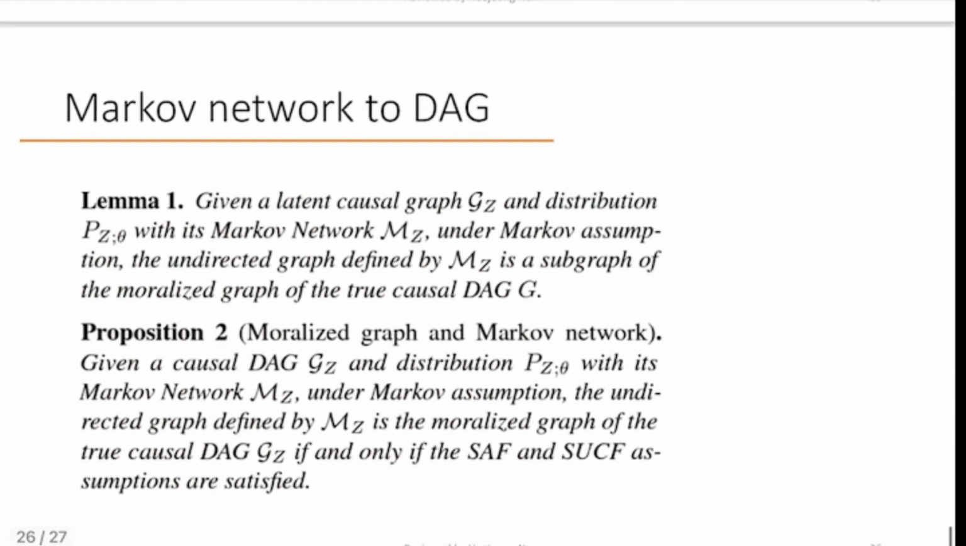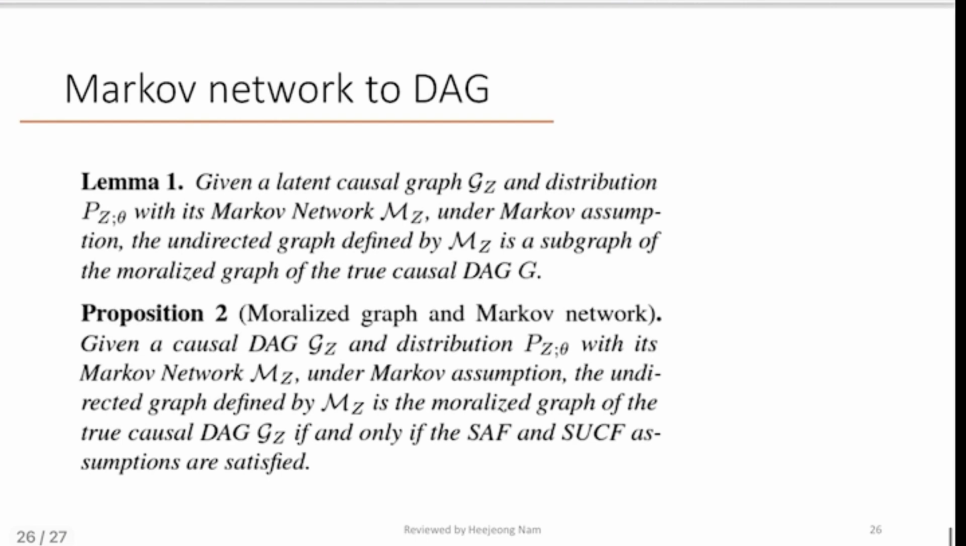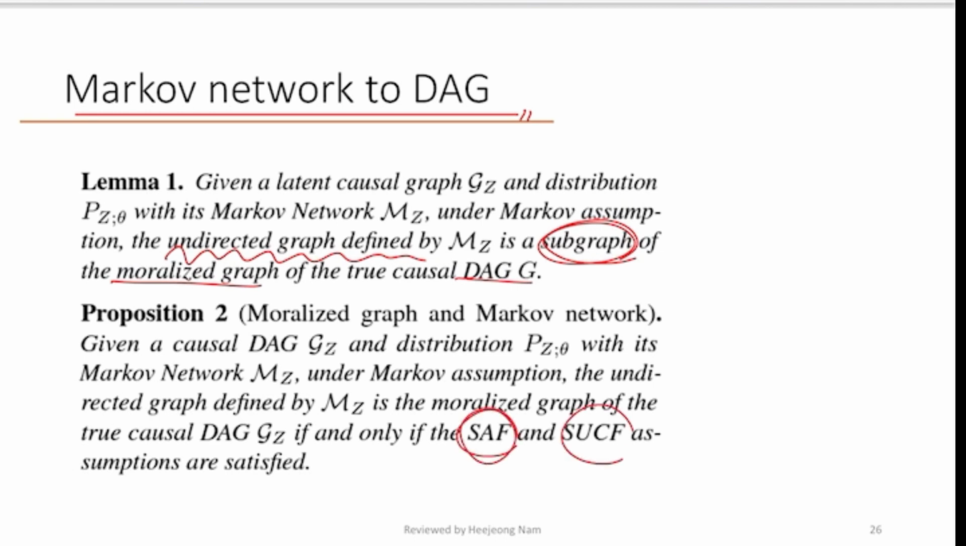So by using the two weaker assumptions, SAF and SUCF, we are now going to talk about the relation between the moralized graph and the Markov network. In the general setting, given the latent causal graph G and the Markov network M, the undirected graph defined by the Markov network is always a subgraph of the moralized graph of the true causal DAG. However, by using SAF and SUCF, we can achieve stronger identifiability of the network: the undirected graph defined by M and the moralized graph of the causal graph G are the same if and only if the SAF and SUCF assumptions are satisfied.